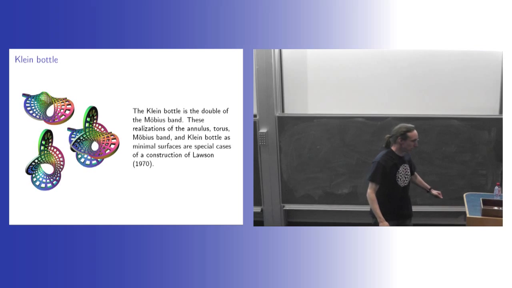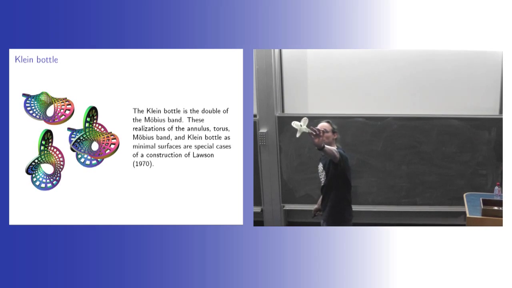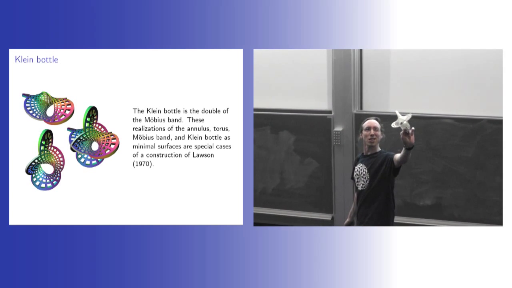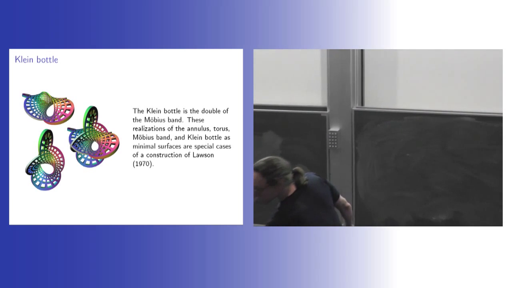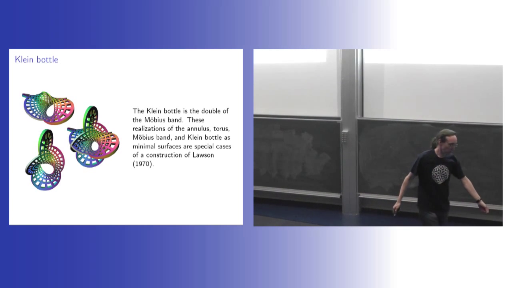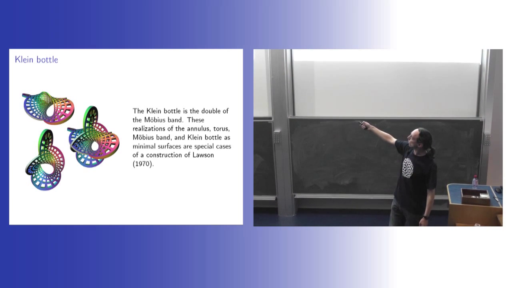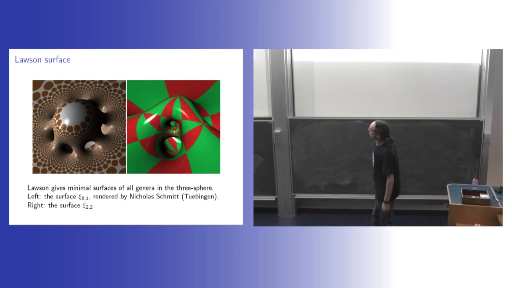And let me pass that around as well. So here's the maximally symmetric Klein bottle. And if you stare along it, you can see that there's this order 4 symmetry point, which is the line of intersection. OK, so all of these minimal surfaces are very special cases of a construction of Lawson, written down in a paper in 1970. So let me show you one more, or two more, rather, examples of the Lawson surfaces.